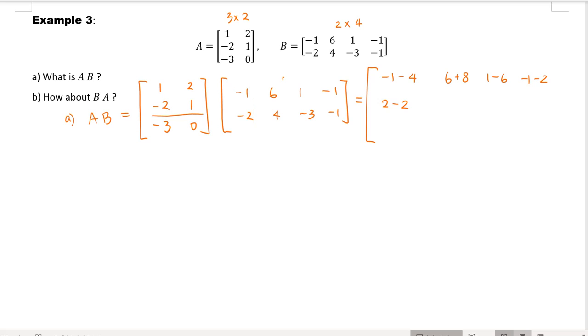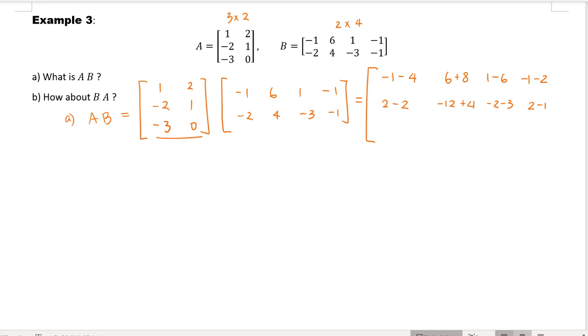Okay, how about the second column? Minus 2 times 6 is minus 12. Plus 4 times 1 is 4. And then 1 times negative 2 is negative 2, plus 1 times negative 3 is negative 3. Okay? And then the last one, minus 1 times negative 2 is 2. Minus 1 times 1 is minus 1.